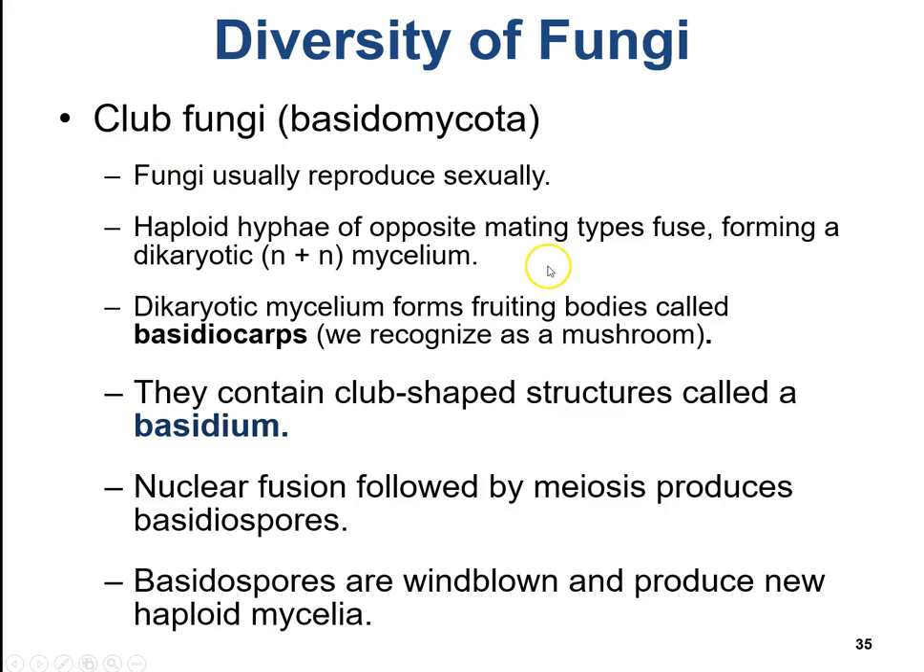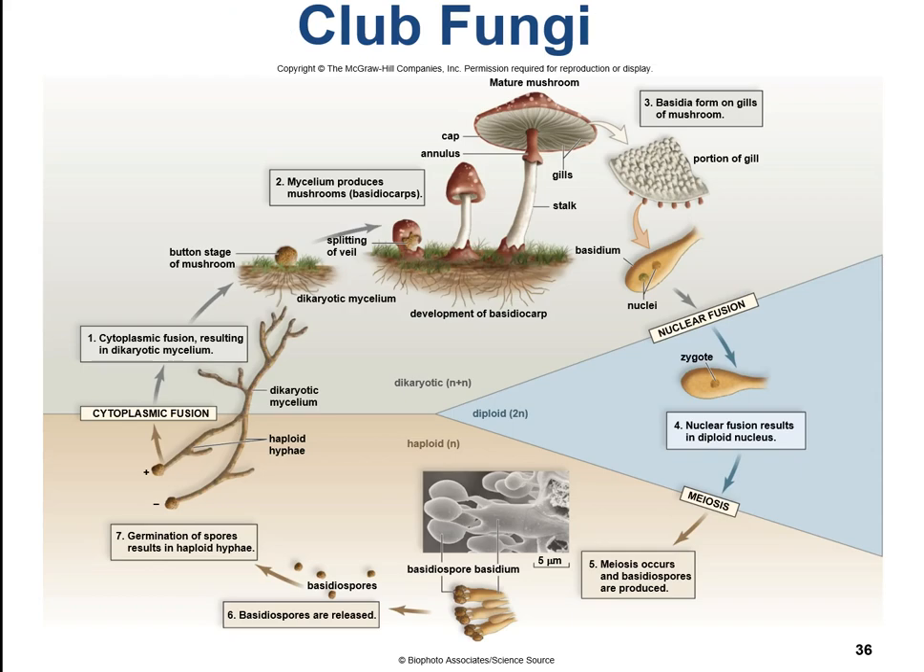In terms of reproduction, usually sexually, okay? So you have these opposite mating types that fuse. This is similar to what we talked about with the black bread mold. You'll form these basidiocarps. Again, Basidiomycota, named by the types of reproductive structures, right? Basidiocarps, which is what you recognize as a mushroom, okay? And then within them, they have something called basidium, okay? And basically, you'll get the formation of basidiospores. And again, these spores will then be windblown to be dispersed and produce more fungi.